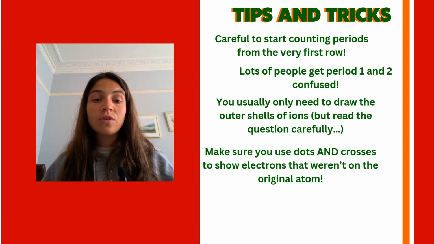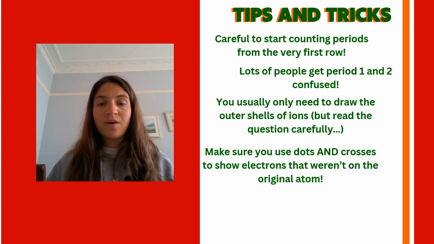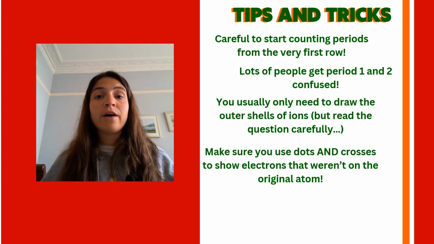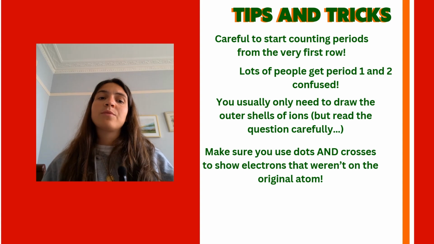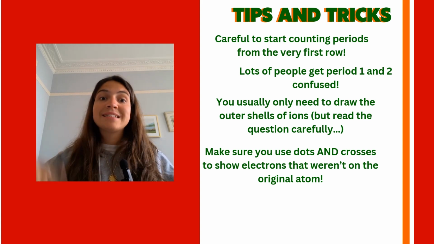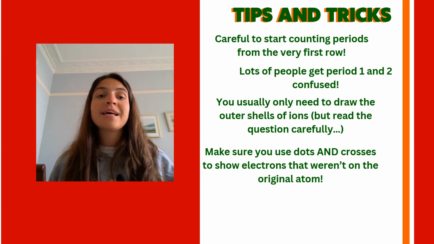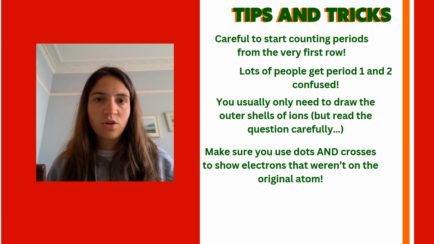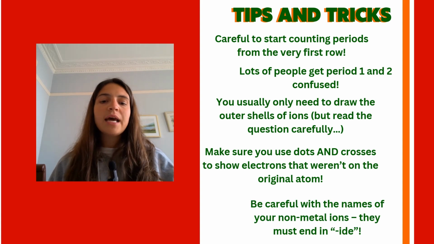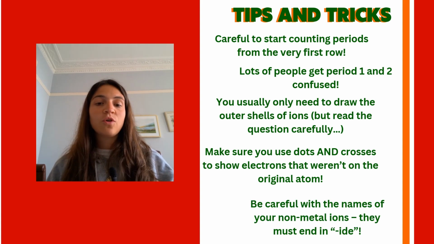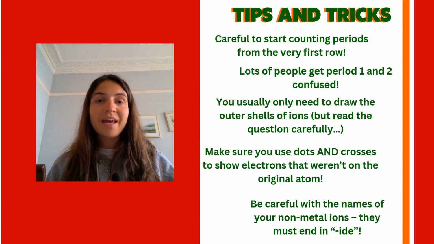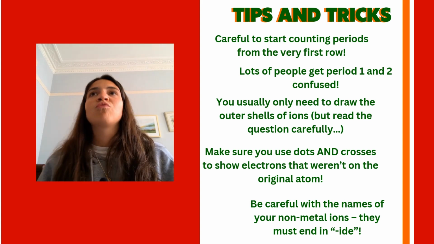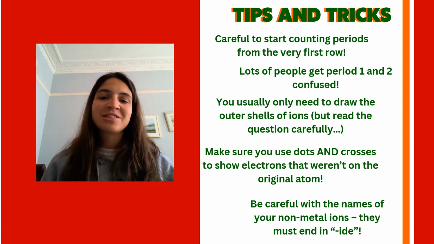Make sure using dots and crosses to show electrons, you are using the crosses to show that they were not on that original atom. So the one that we had with the chlorine atom, when we added the electron to make it chloride, that added electron was shown with a cross and all the other ones were shown with a dot in the outer shell. Yeah, and just to be careful that the names of your non-metal ions, the ending changes to "ide", so from chlorine for the atom to chloride for the non-metal ion.